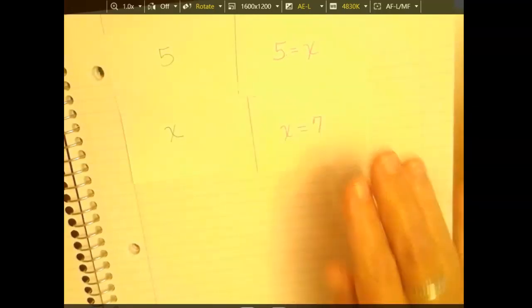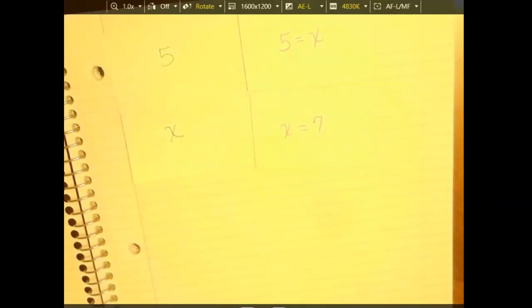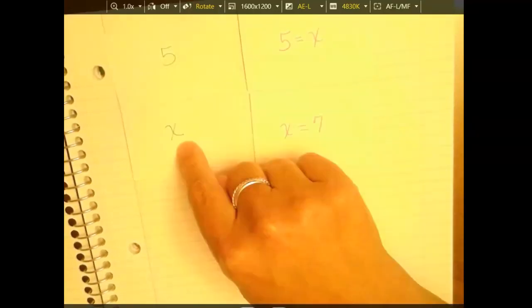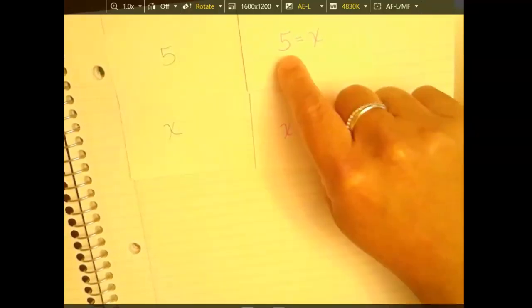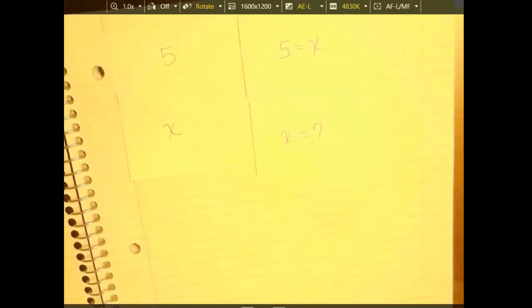But let me just show you. If I have 5 equals x, that's an equation, right? So the equal sign with something on the other side makes an expression into an equation. Similarly, x equals 7 is an equation, whereas x is just an expression, okay? So this is an important place where we can see if 5 is an expression and x is an expression, when we have 5 equals x, what we really have is 2 expressions that are equal to each other, right?